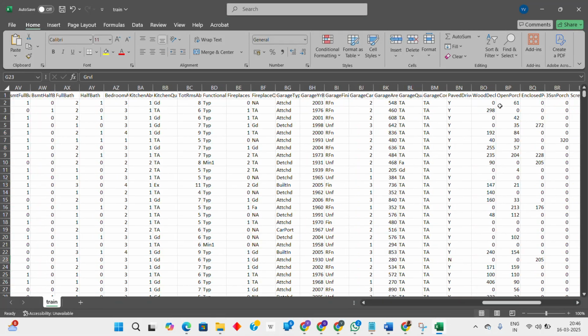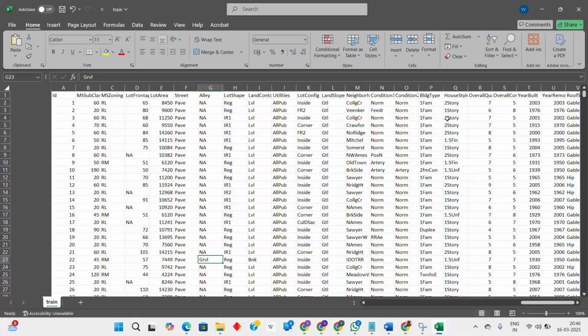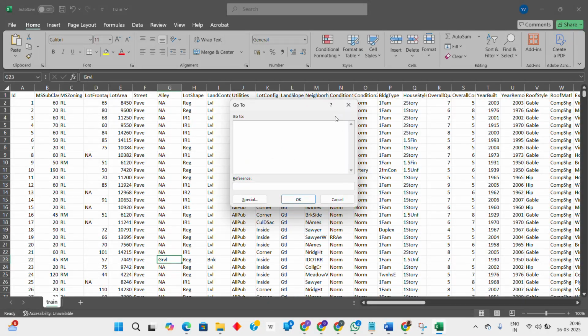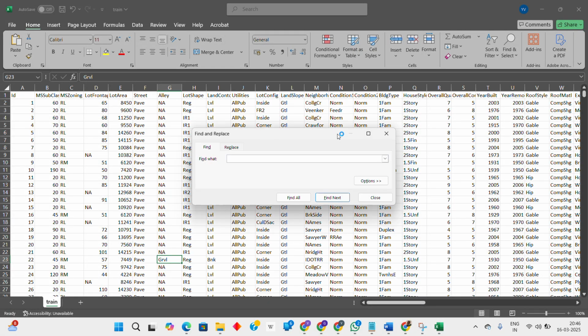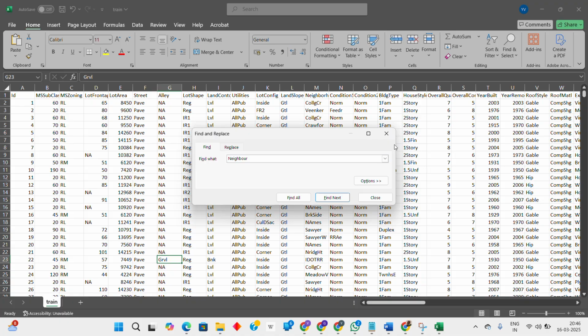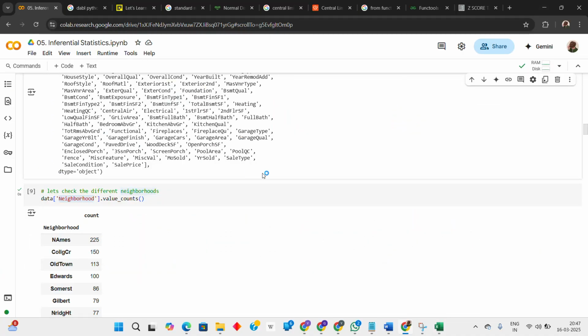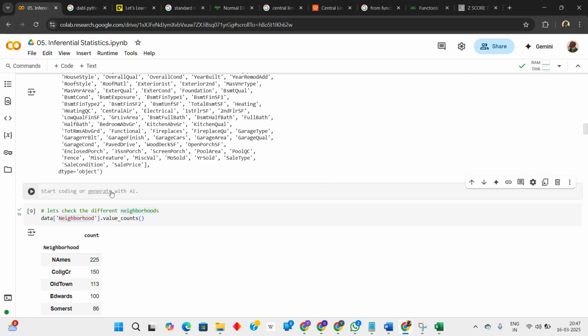Where is that? Okay, Control F we will do. Neighborhood, neighbour, array. Okay, no problem. We will find it from here only because we know how to do it in pandas.